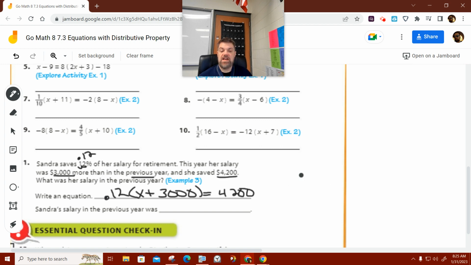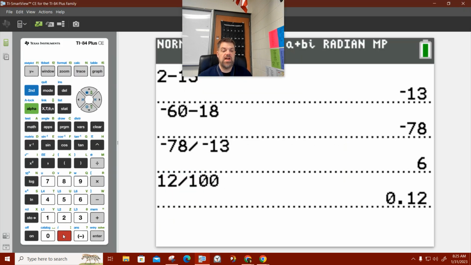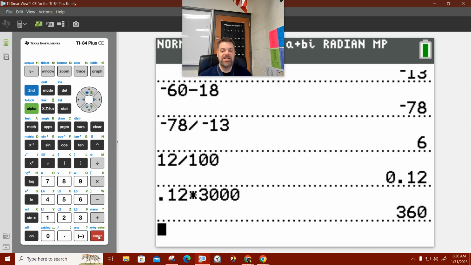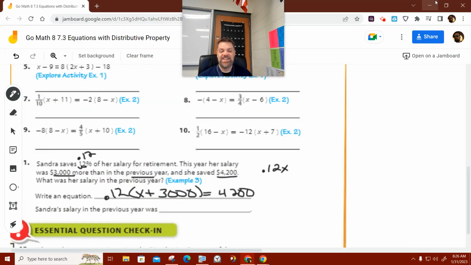Now off to the side, I'm going to distribute this through the parentheses. What's 0.12 times X? 0.12X. What's 0.12 times 3,000? Do it on your calculator. Boy, you guys grab those calculators quick. I think it's 360, but whatever. It's 360. Is it? Yeah, it's 360. All right, so this is plus 360, and then that's set equal to 4,200.